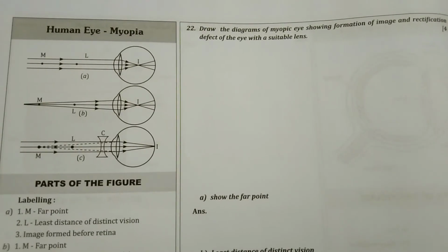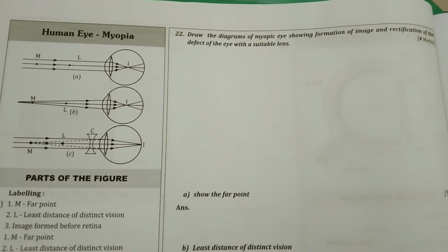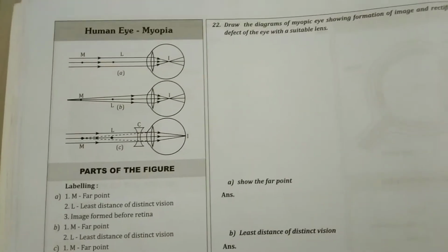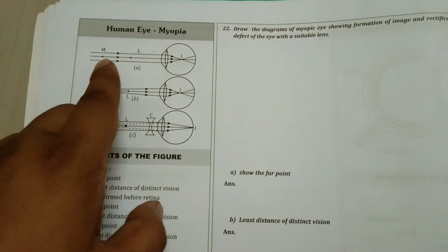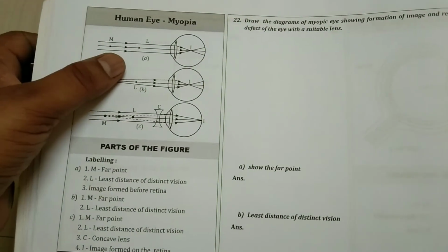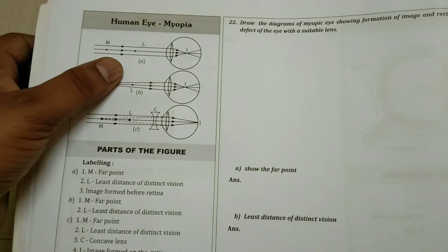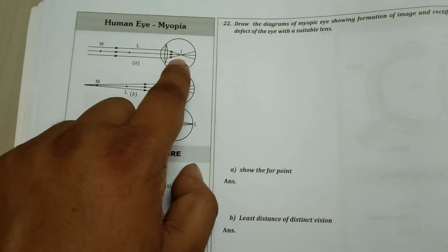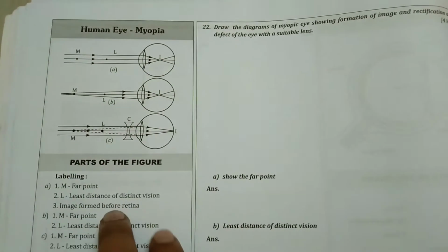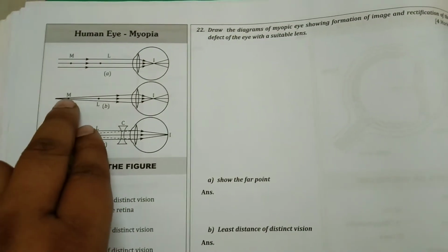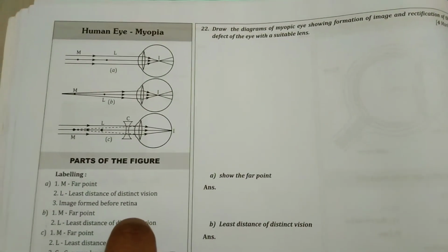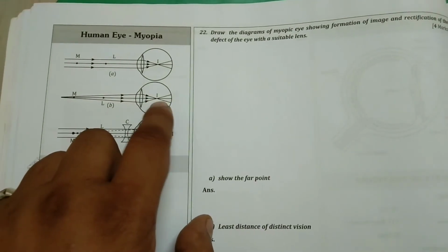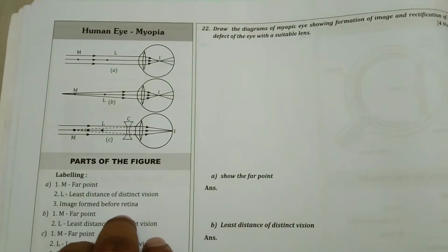Next question, draw the diagram of myopic eye showing formation of image and correction of the defect of eye with a suitable lens. See here, this M is called far point and L is called LDDV, least distance of distant vision. Image is formed before retina. If a person is suffering with myopia, image is formed before retina, right? Now second one is M is far point, L is LDDV. See, we kept it here, so image is formed in front of the retina only, right?